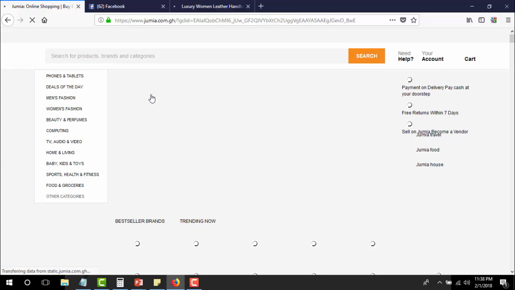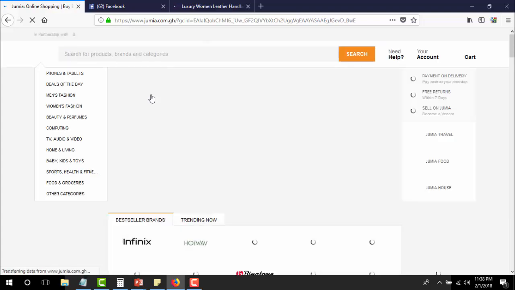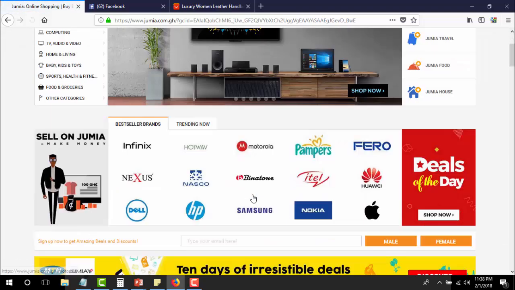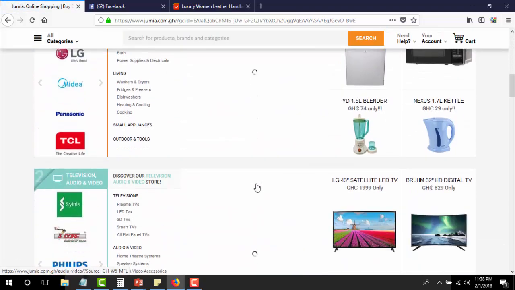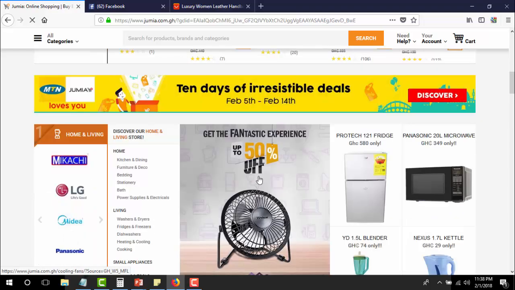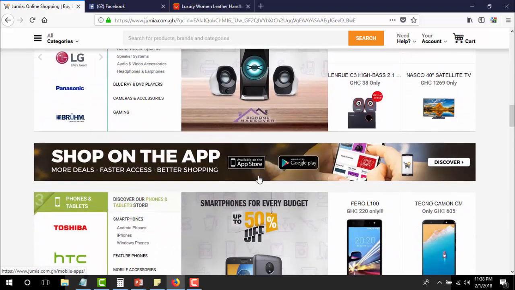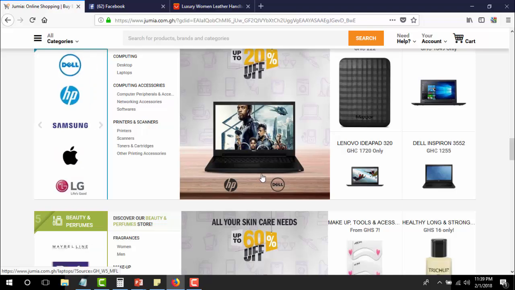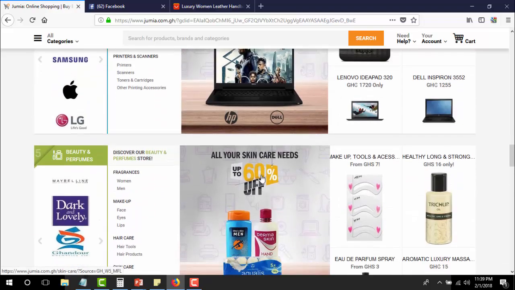I would use these three platforms just to select a product for ourselves. I would base my research on the gadget and electronics niche. So this is what happens.